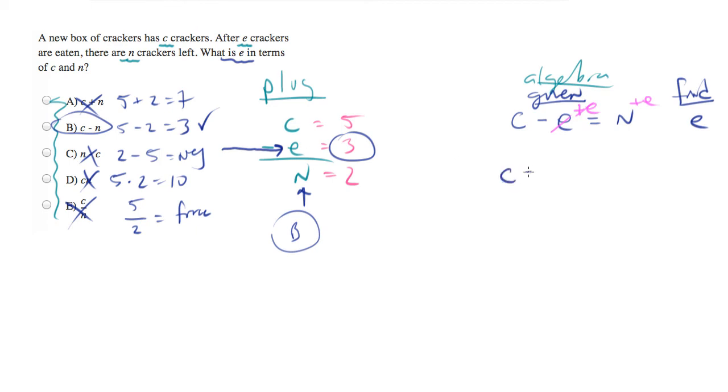And we end up with C equals N plus E. Now let's subtract N from both sides. And we'll end up with C minus N equals E. And we can go hunting for C minus N. Note the match between E and E. And we do have it. It's answer choice B, which we already found.